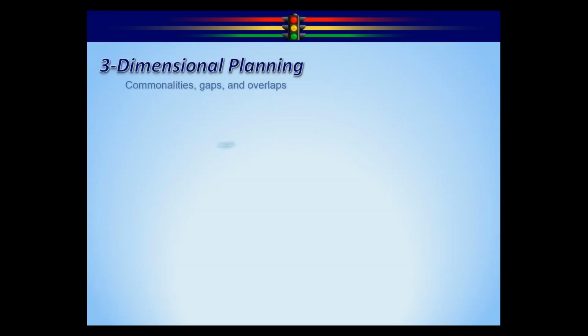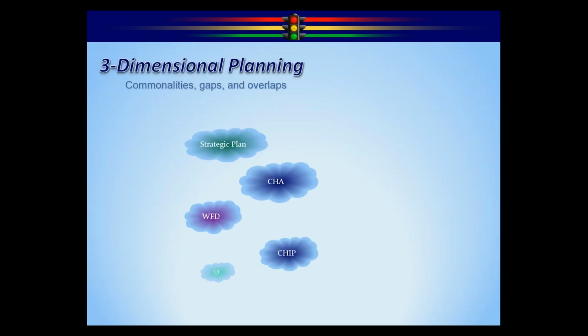Okay, 3-dimensional planning. This is the ability to look across all the plans for commonalities, gaps, overlaps, and that sort of thing. So imagine you wanted to know across every plan that you have in the system. By the way, this is just what FAB calls a 6-pack of plans. You can have as many plans on any subject in the system as you want.